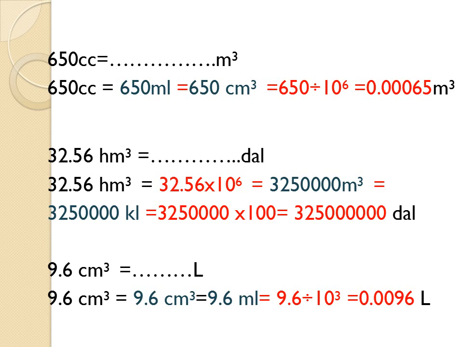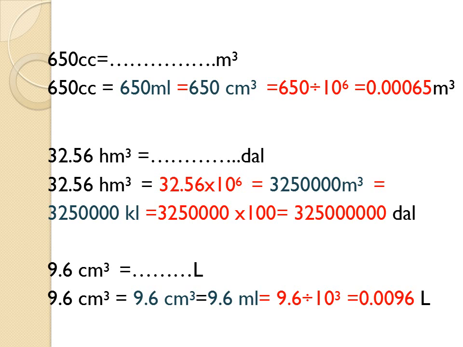We want to convert it to meter cube. How? From milliliter we want to go to meter cube. We are jumping from one stairs to another. So how should we do that? By going on the bridge, by moving on the bridge. What is the bridge? The bridge is that 650 milliliter is equal to 650 centimeter cube. So here the bridge is that milliliter equals centimeter cube.